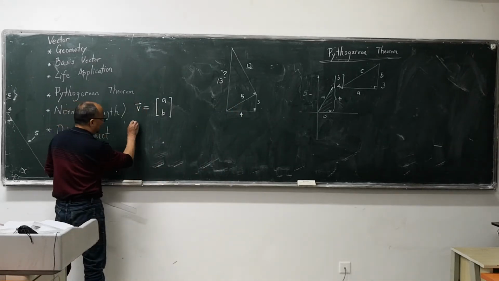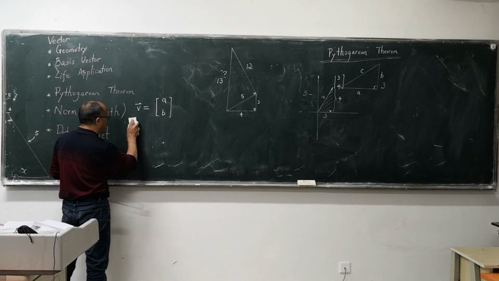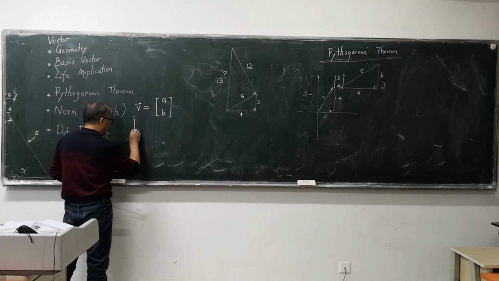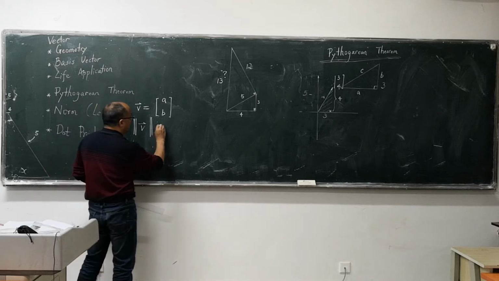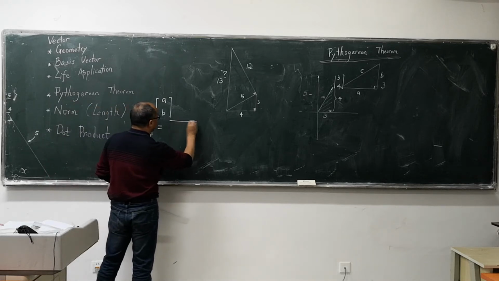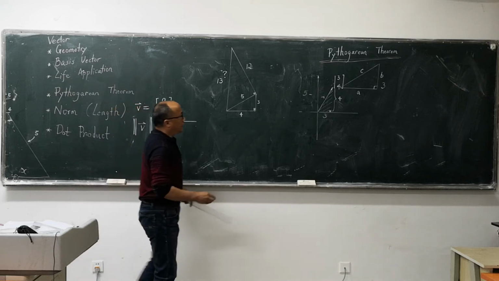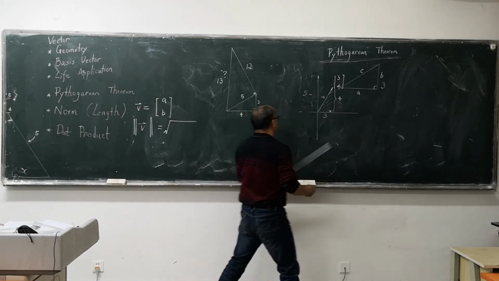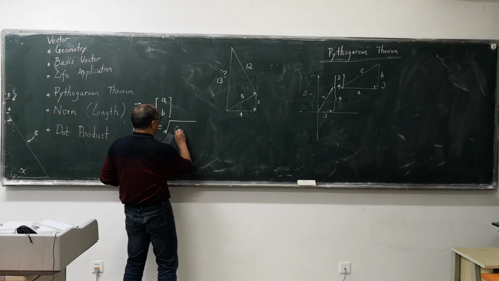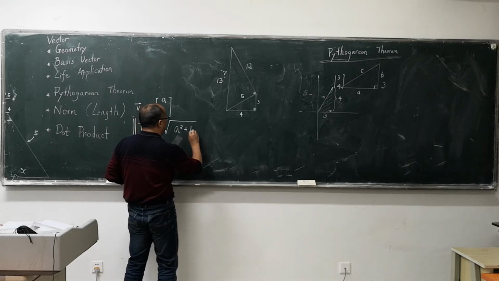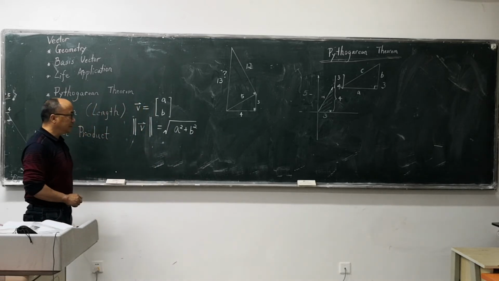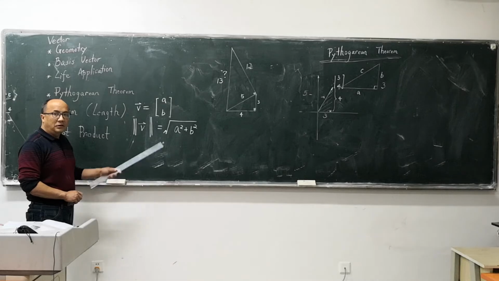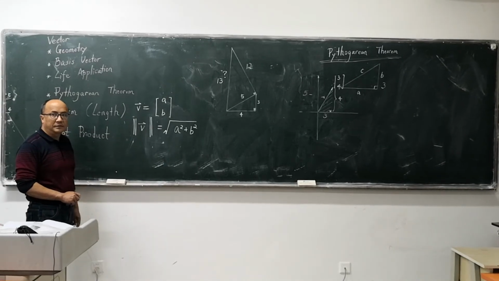The symbol for the norm is 2 bars. And the length, if this is a, this is b, the length is a squared plus b squared, and take a square root. Copy down, okay.